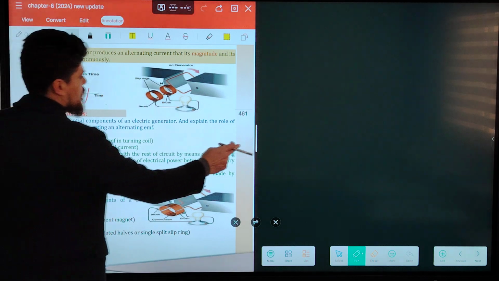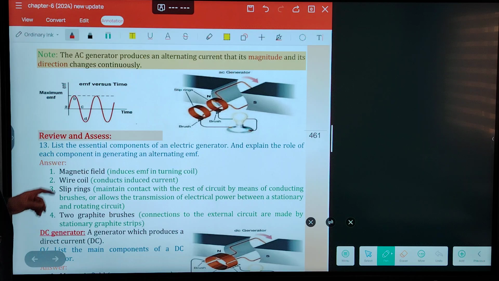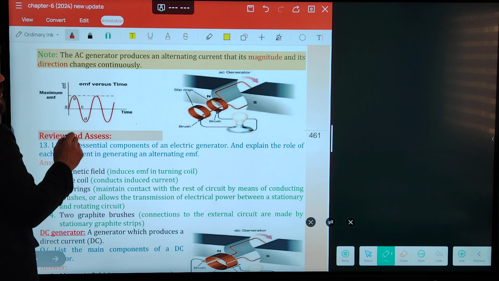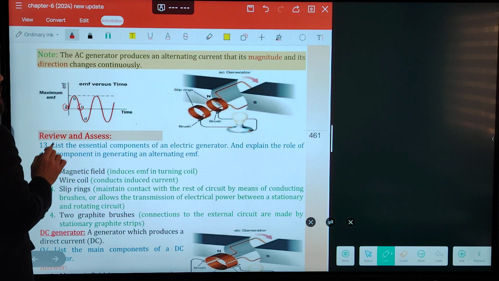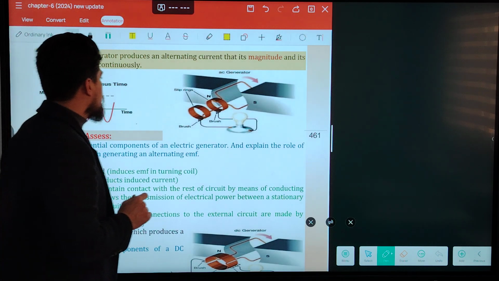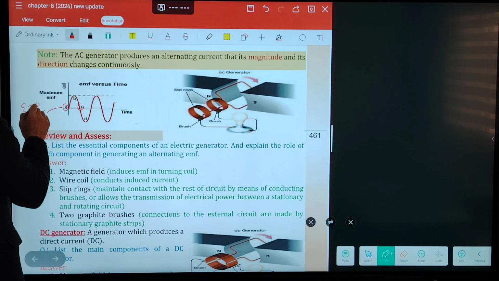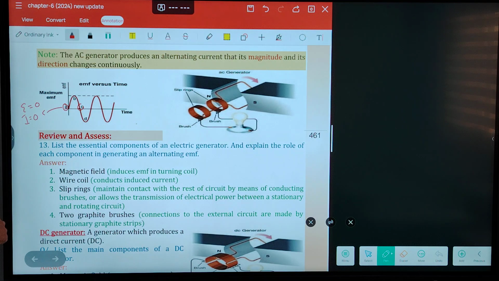Guys, look at this figure. This question has been brought in 2021, 2022. In an AC generator, we have 4 marks, A, B, C, D. At marks A and C, we know that the amount of current is 0. At A and C, the EMF is 0, the current is 0.